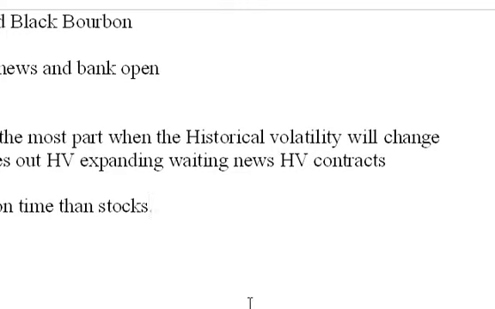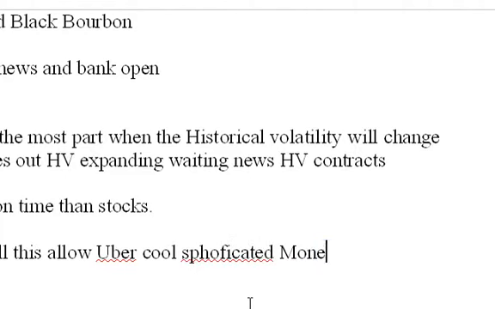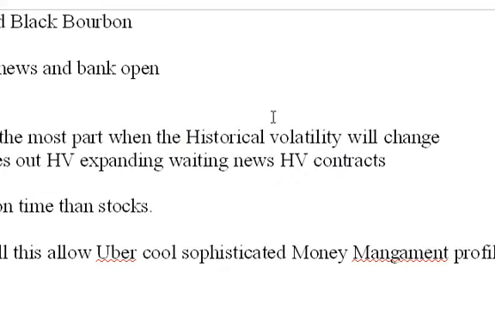Now, it also has advantage. We can size small. This allows uber cool, sophisticated money management profiles. Okay, this is an advantage that I can go down to 0.01 a tick. Now there are disadvantages. Sometimes we could talk about that, about getting down to 0.01 a tick can be a problem. We can hedge if we're outside the United States. Okay, so that is also an advantage to us.